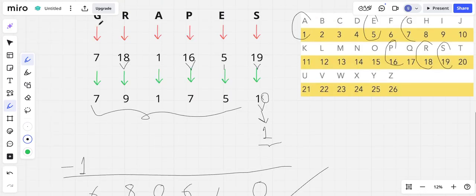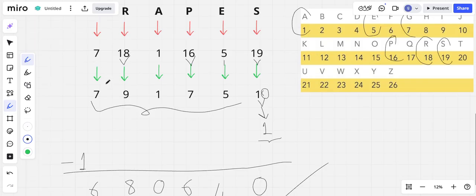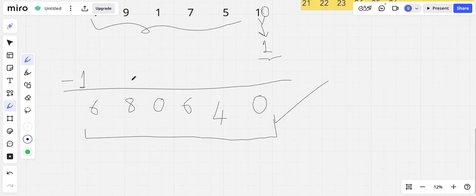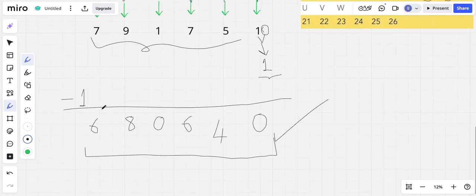Basically, it has three steps. First step, write the corresponding numbers from the table. Second step, add the digits of each number to convert double digits to single digits. Then the third step is to subtract 1 from each digit. Then we have our answer here, 680640.